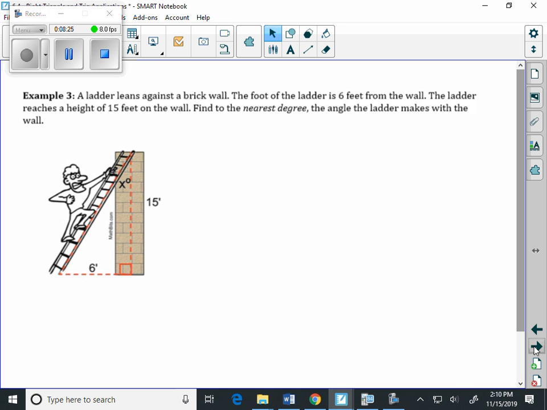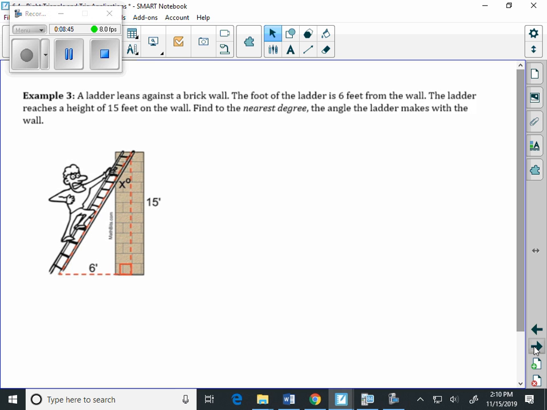It says the ladder leans against a brick wall. The foot of the ladder is 6 feet from the wall. The ladder reaches a height of 15 feet on the wall. Again, all that stuff is labeled for us. It says find to the nearest degree the angle that the ladder makes with the wall.